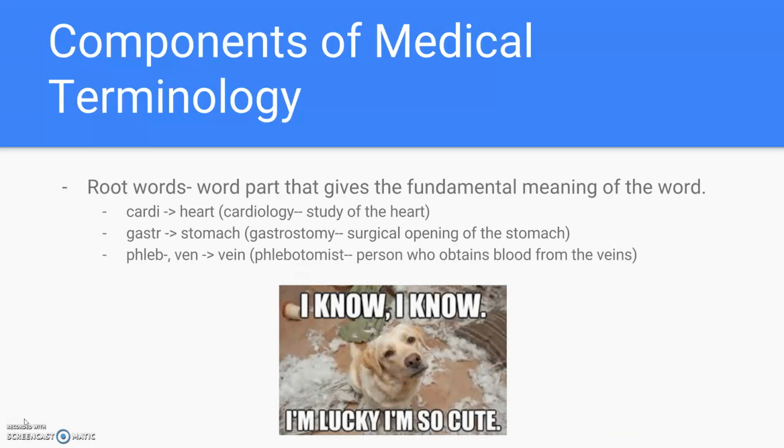Then there's a root word, and that root word is the part of the word that gives the fundamental meaning of the word. So cardi means heart. Cardiology would be the study of the heart. Gast or gastro means the stomach. So gastrostomy would be the surgical opening of the stomach. Phleb or ven means vein. A phlebotomist is a person who obtains blood specifically from the veins, such as the jugular or the cephalic vein.